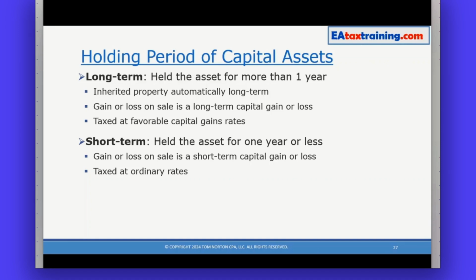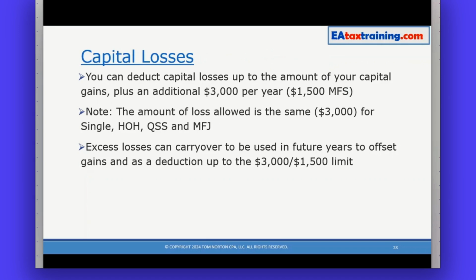Short-term capital gains are from assets that are held for 1 year or less. Those are still considered, quote unquote, capital gains, but they are taxed at ordinary tax rates. So if it's a short-term capital gain, you do not get the benefit of the lower capital gains tax rate. You only get that for long-term capital gains.